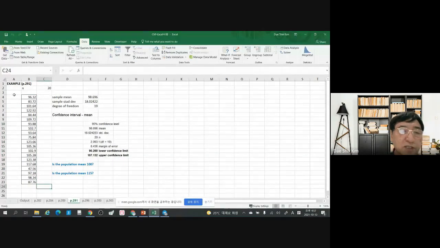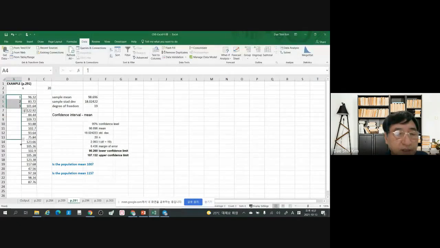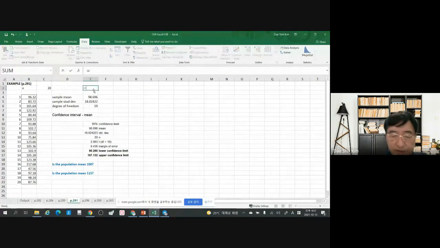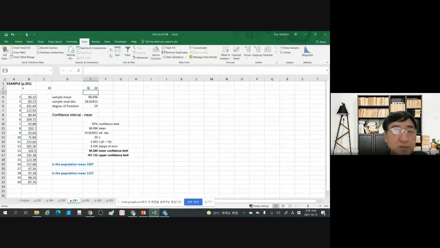You can check it, this one. 1, 2, 3, and then when you enter the numbers, going down, it will create a total of 20. Or you can count. For this one, the sample size is equal to COUNT. Because you enter the 20 numbers, you do not want to count by hand. Right? This total is the count. So here 20 I entered manually.